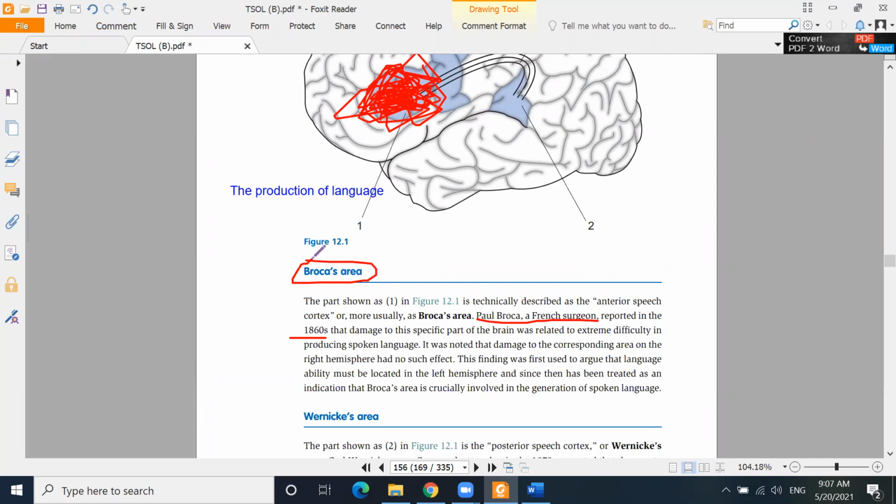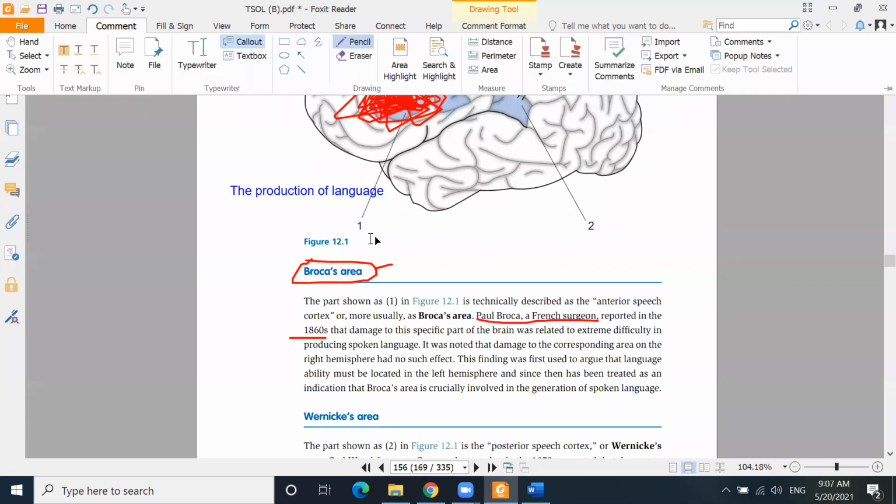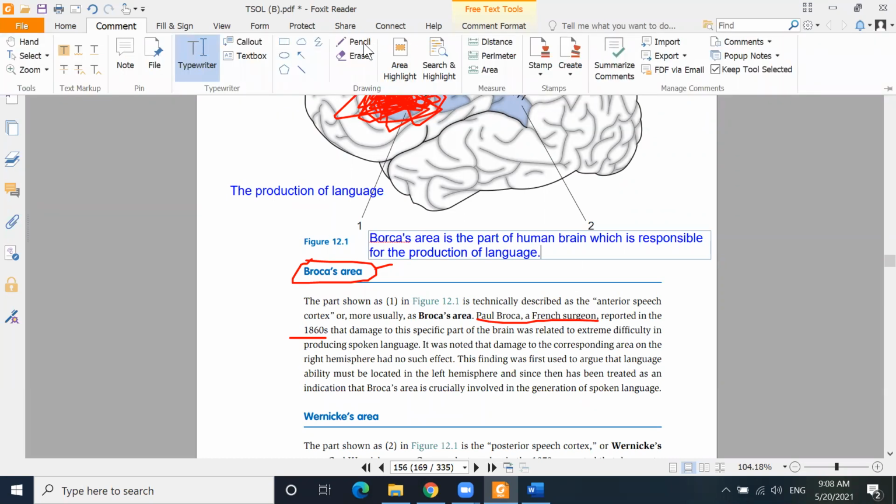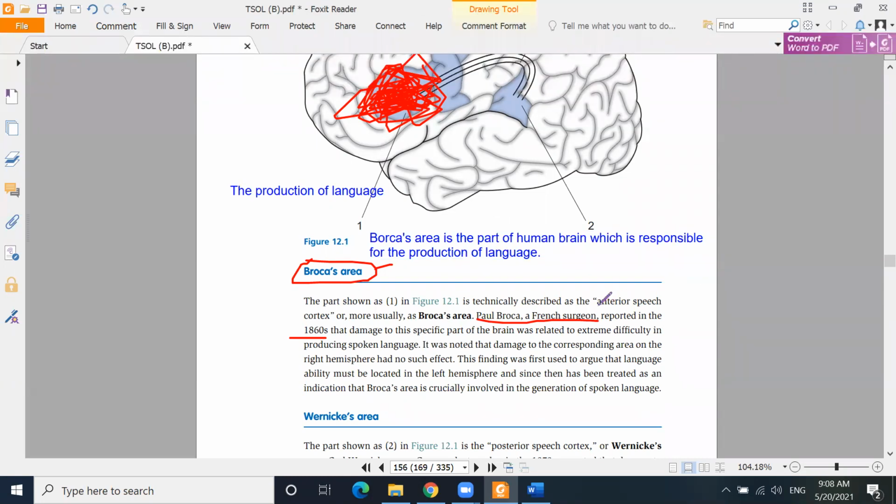So how can we define it? We may say that Broca's area is the part of the human brain which is responsible for the production of language, right? One more thing you need to keep in mind, it is also known as the inferior speech cortex, right?